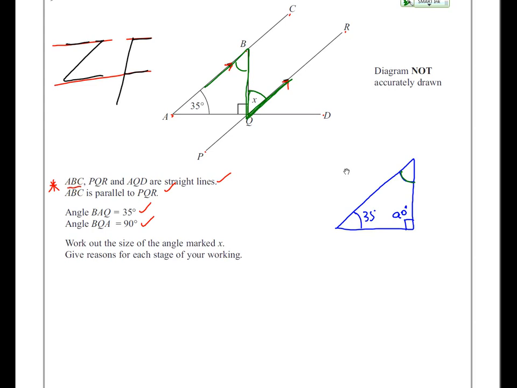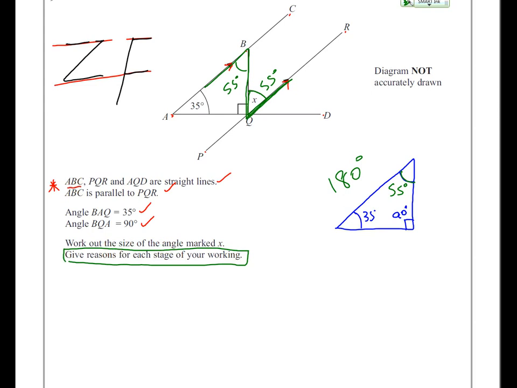Angles in a triangle, 180 degrees. So we're going to do 180, take away 90, take away 35, which gives us the answer here of 55 degrees. Now, if that's 55, then this angle here is 55 degrees. If you read the question, it says give reasons for each stage.